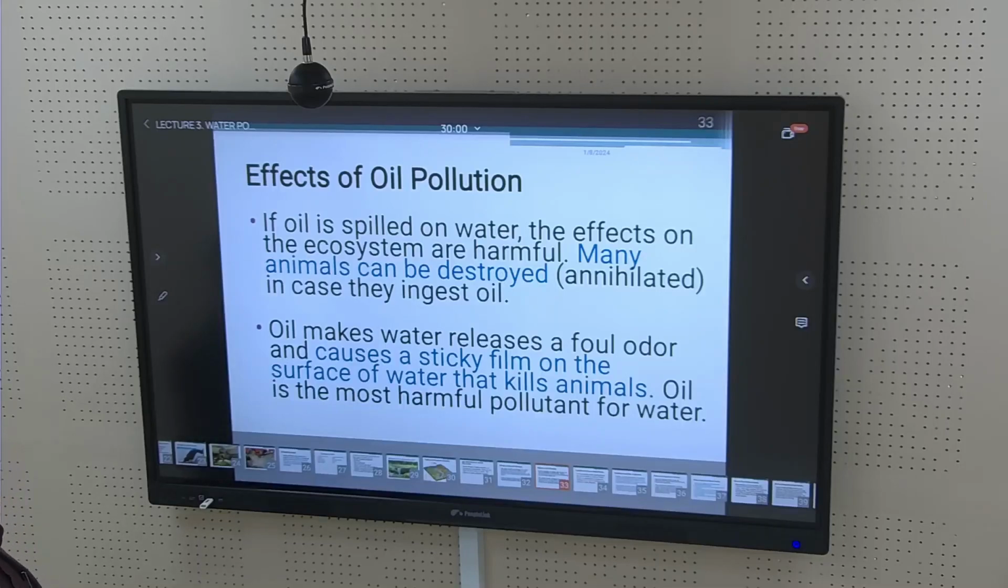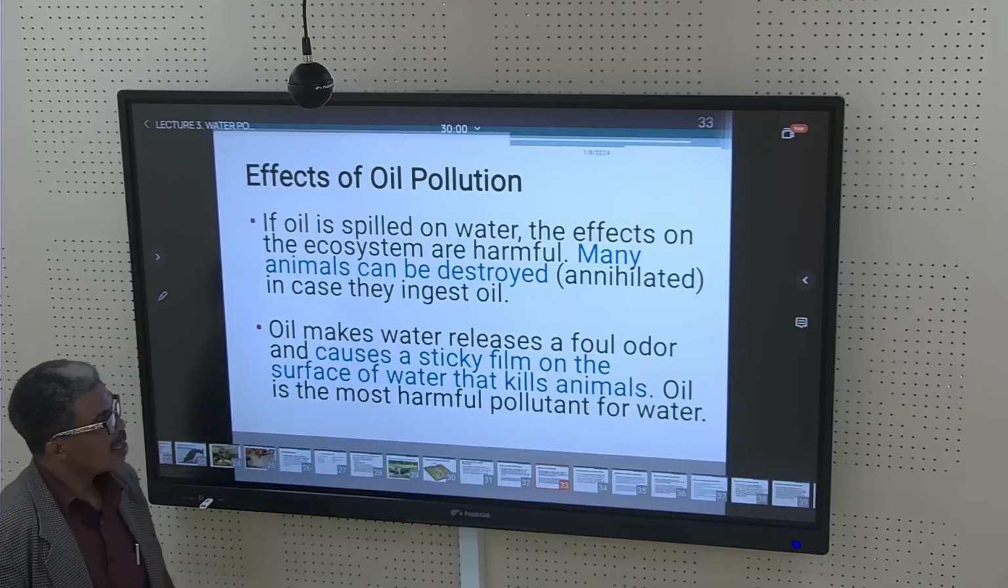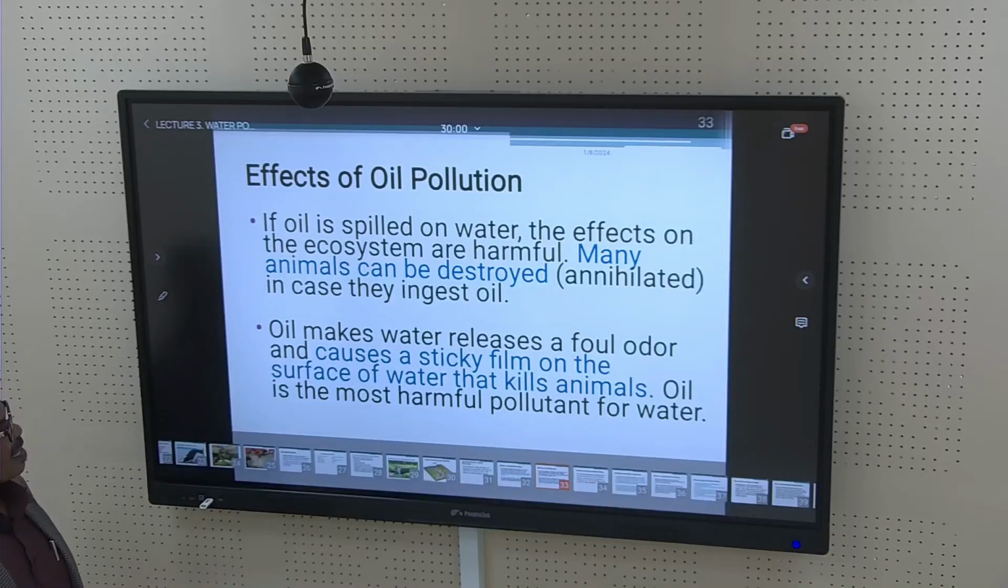So effect of oil pollution. From this runoff, we can also have oil pollution. If oil is spilled on water, the effects on the ecosystem are harmful. Many animals can be destroyed in case they ingest oil. Mind you, oil cannot allow air. Oil makes water release a foul odor and causes a sticky film on the surface of water that kills animals.